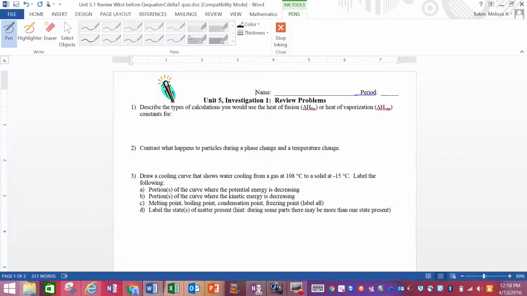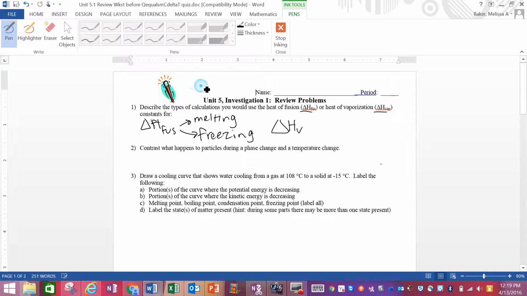Number 1, what kind of calculations would you use the heat of fusion or the heat of vaporization constants for? So, for the heat of fusion, delta H fusion, you would use that for a calculation where you wanted to find out how much energy it took to melt a certain amount of moles of something, or if you wanted to find the energy that needed to be released in order for a substance to freeze.